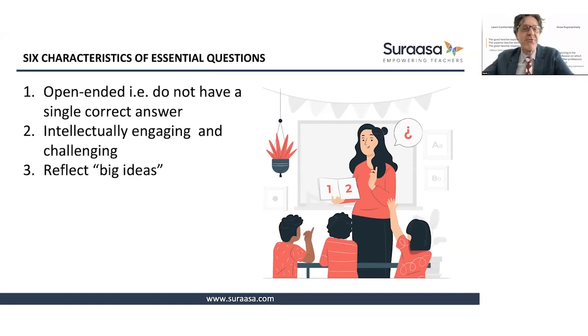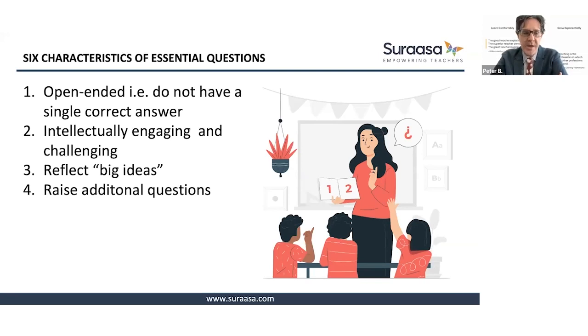I said this earlier, they reflect the big ideas of any sort of discipline, right? They raise additional questions. So hopefully, and I'll say more about this towards the end, if you're asking good essential questions, they're open-ended enough to generate other questions. Because they are so thought-provoking, you would then have other questions that could come to your attention, could manifest themselves, because the initial essential question was so thought-provoking and provocative, okay?